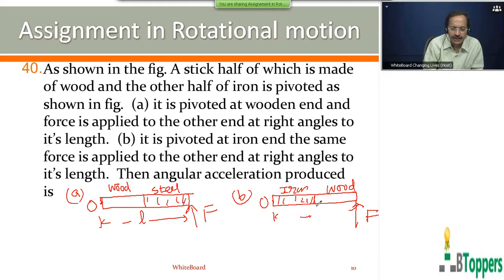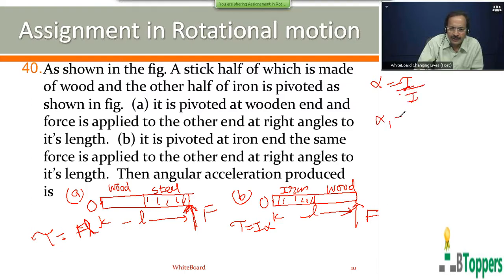You have to find out in which case greater angular acceleration is produced. The magnitude of the torque or moment of the force applied is the product of the magnitude of the force and the perpendicular distance between the line of action of the force and the axis passing through the other end. That you can write as F into L, where L is the length of the stick. So torque can be written as I into alpha.